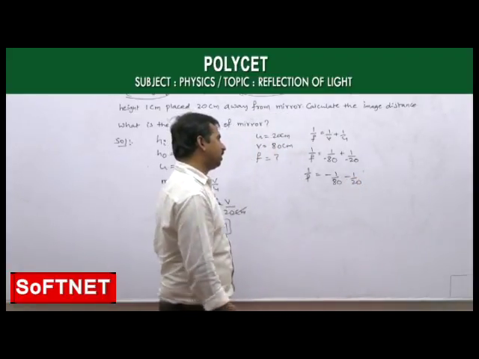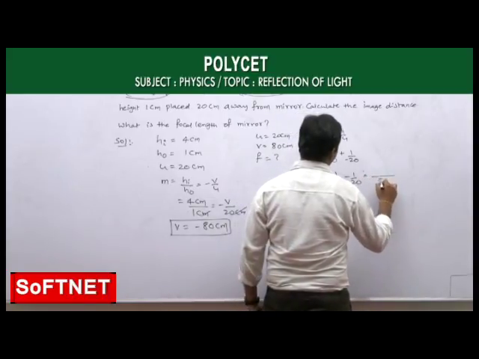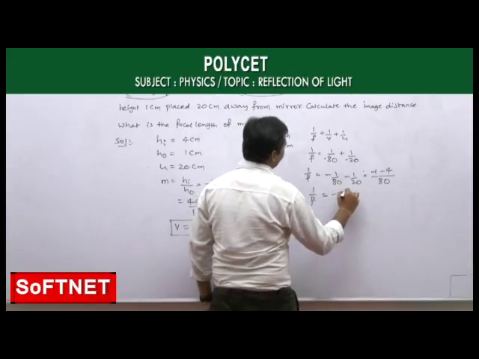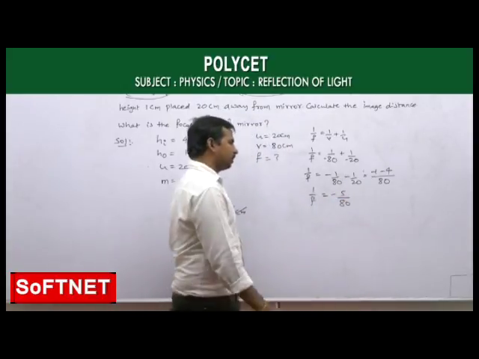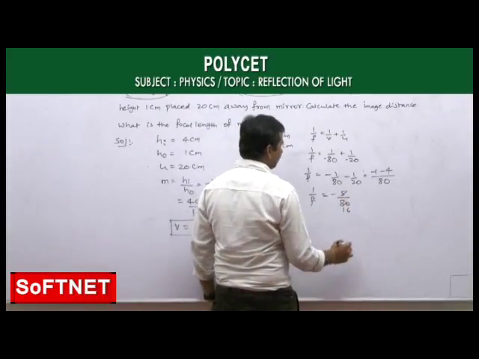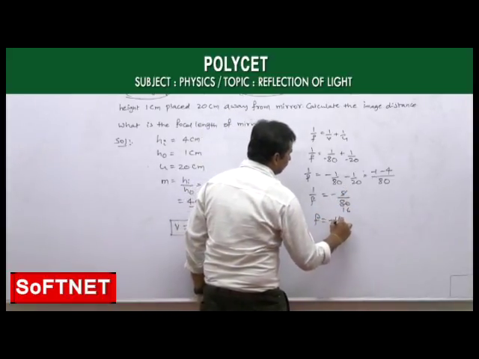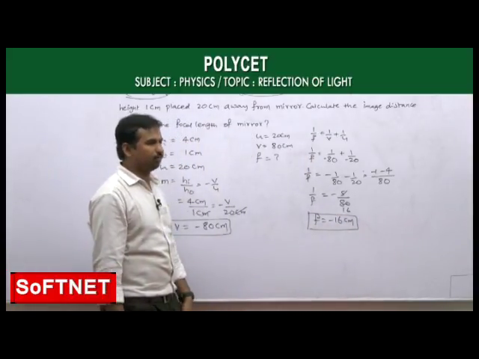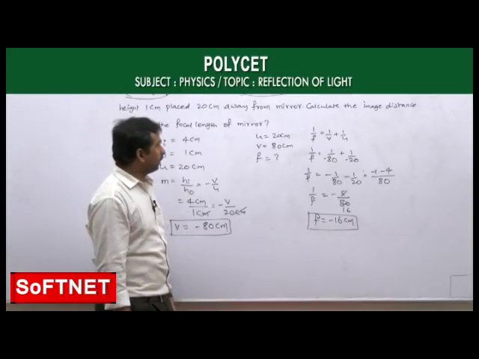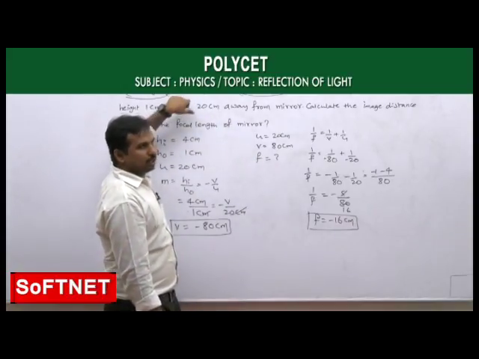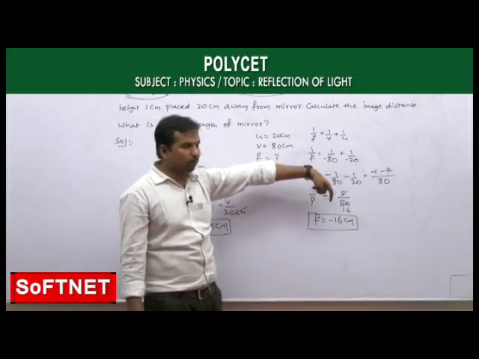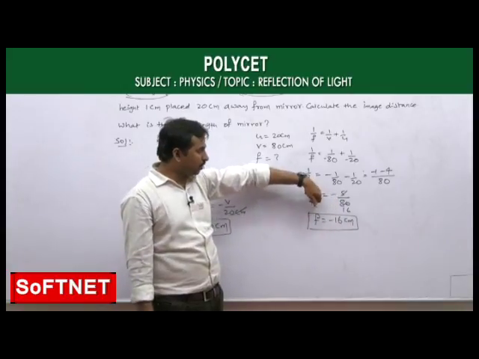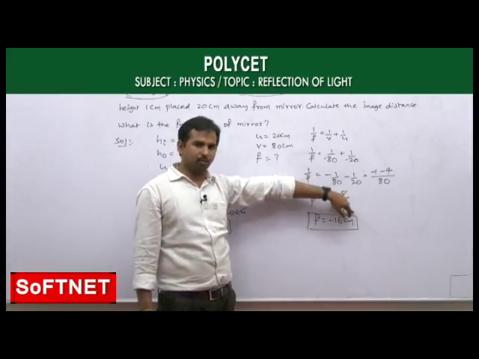If you take the LCM of 80 and 20, which is 80, then minus 1 minus 4, then f is equal to minus 5 by 80. Okay. Then 5 and 16 get cancelled, then f is equal to minus 16 centimeters. This is the focal length we got, f is equal to minus 16. And not only that, if you observe here, we are finding it for the case of a converging mirror. A converging mirror is a concave mirror, and the concave mirror focal length is negative, we only have the sign convention. That's why we got f is equal to minus 16 centimeters.